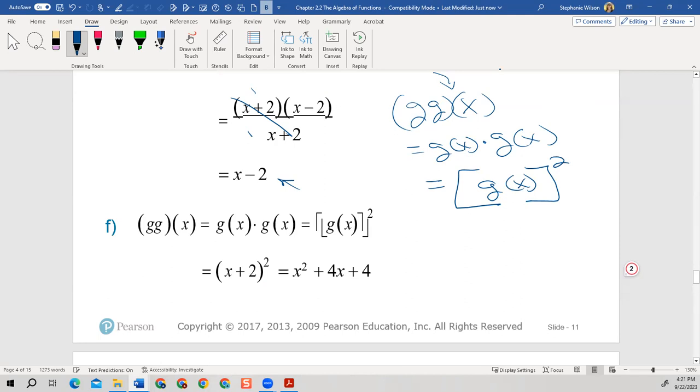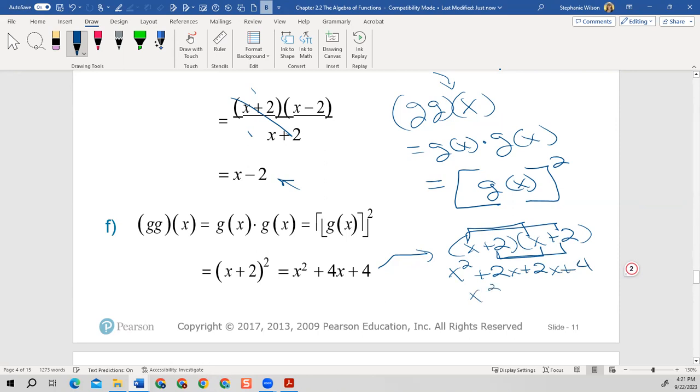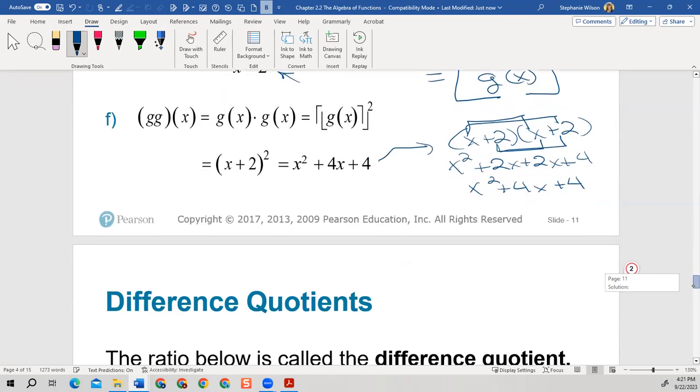So this here says we got x plus 2 times x plus 2. And then you could do the full method. x times x is x squared. x times the outside plus 2x. And now we're going to say 2 times x, which is 2x, and then 2 times 2, which is 4. And now we got x squared plus 4x plus 4. Okay. So now let's go to our next slide.